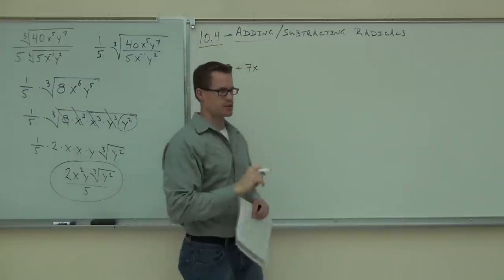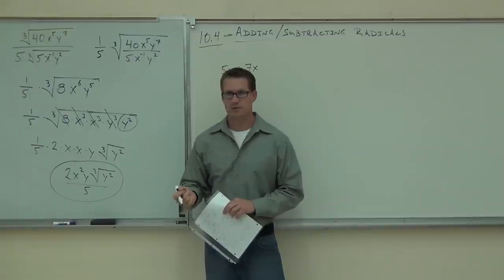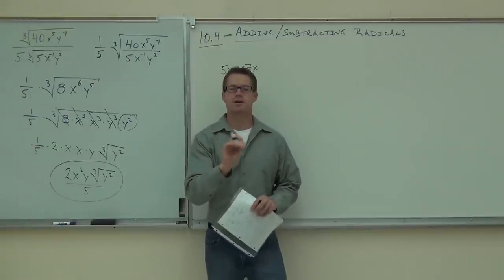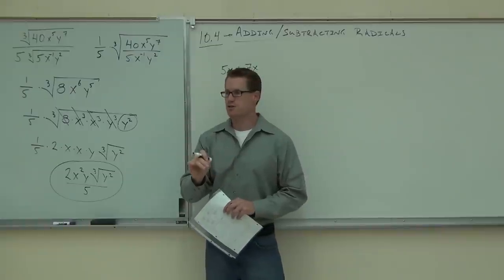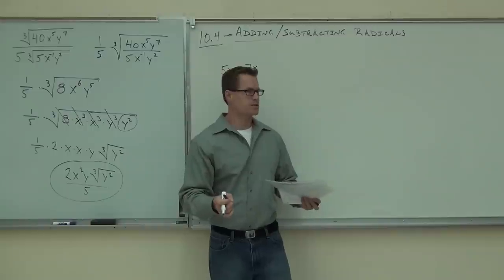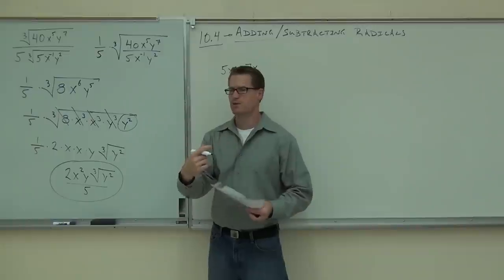Can you add those together? Yes. How much do you get? 12. Wait, 12 what? 12x. So that's the whole question I have for you. Do you get 12x or do you get 12x squared? 12x, because you're not multiplying. That's right. You have 5x's here, you have 7x's there, together you have 12x's. You don't have 12x squared, right?